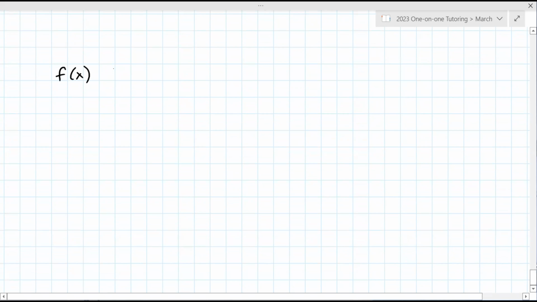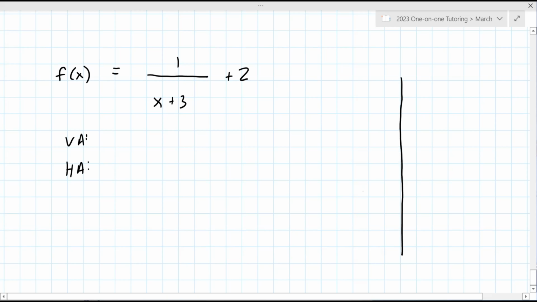Let's say f of x equals 1 over x plus 3, plus 2. Again, I'm looking for 3 things here: the vertical asymptote, the horizontal asymptote, and then I'd like you to make a really rough sketch on your own. So take a minute or two, see if you can work that out, and I'll check back with you, or you can give me your answers when you've got them.